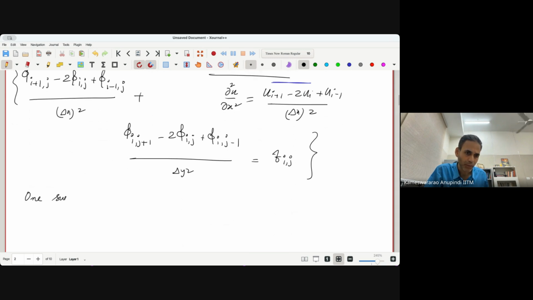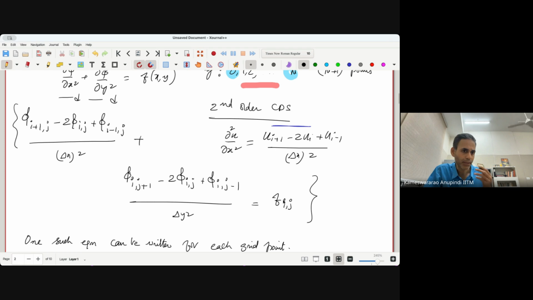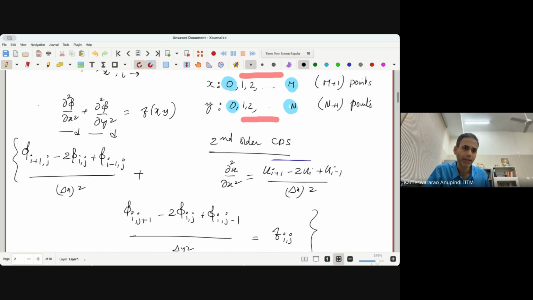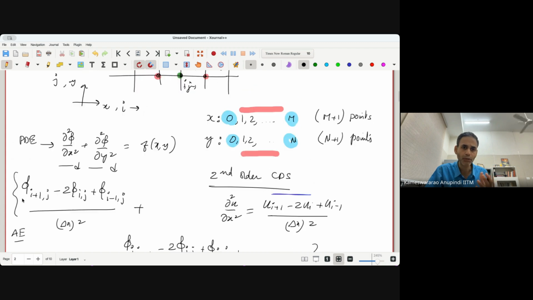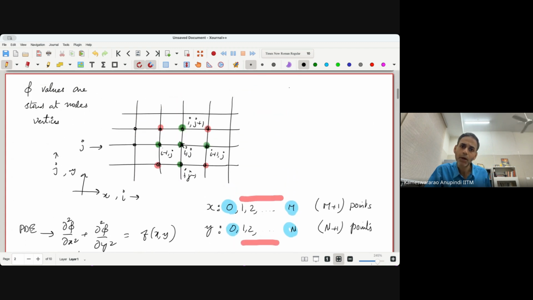So one such equation can be written for each grid point. By discretizing this, we have already converted the partial differential equation into an algebraic equation, right? This is an algebraic equation because this is purely in terms of phi values, which are unknowns, which we want to solve. So our aim is to solve for how phi varies over this entire domain. That means we want to obtain the distribution of phi.